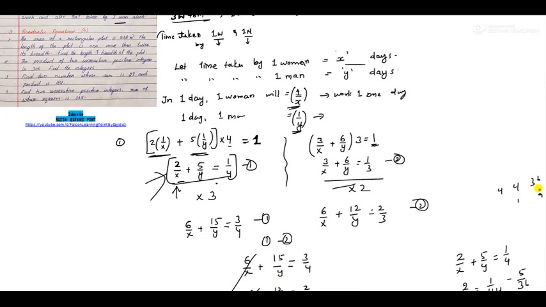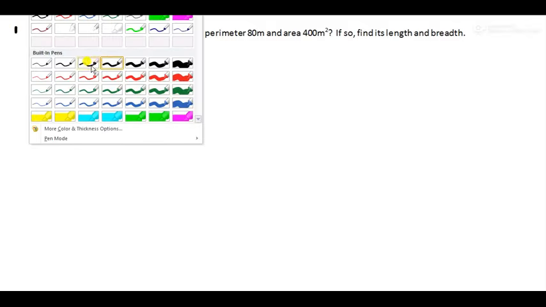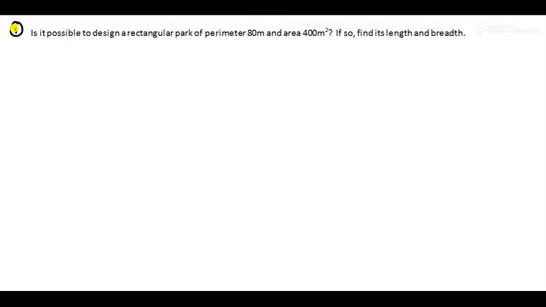You can try again. Now coming to one more question which was sent by one of the students. He had doubts, so let me clear it. Maybe it will be useful for you too. Is it possible to design a rectangular park of perimeter 80 meters and area 400 square meters? If so, find its length and breadth. So let us check.